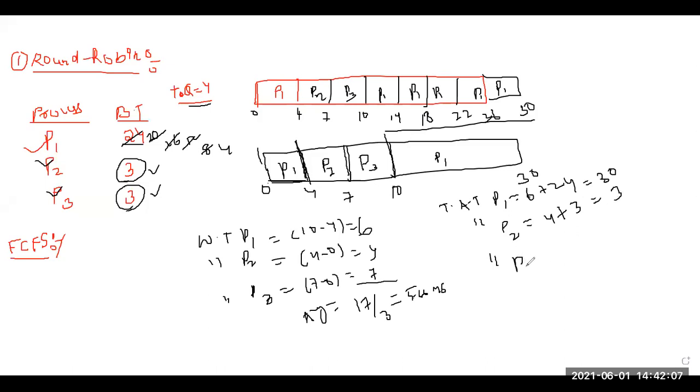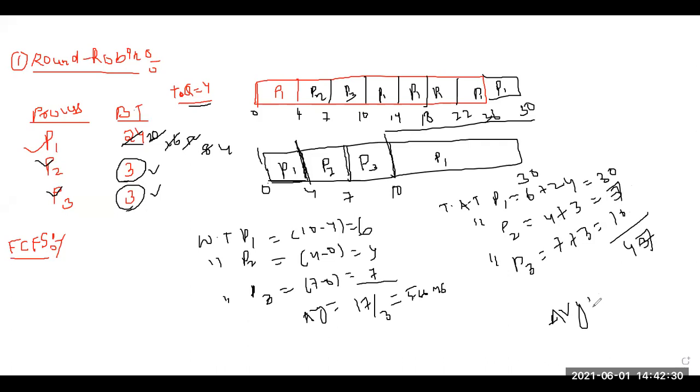Now P3, how much is the waiting time? 7 plus 3, which will be 10. Now how much? 30 plus 10, 40, 43. So 4 plus 3, that is 7. Yes, okay, 4 plus 3 is 7. So it will be 47.